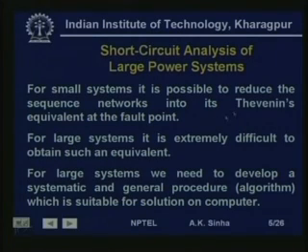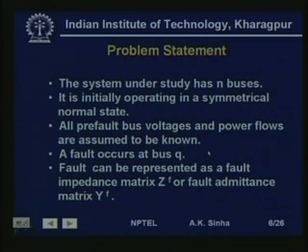Therefore, for these large systems we need some kind of systematic method to solve this problem using a digital computer. So, we need to develop a systematic and general procedure which is suitable for solution on a computer. Now, how do we go about this? First, we will state the problem for a large power system.